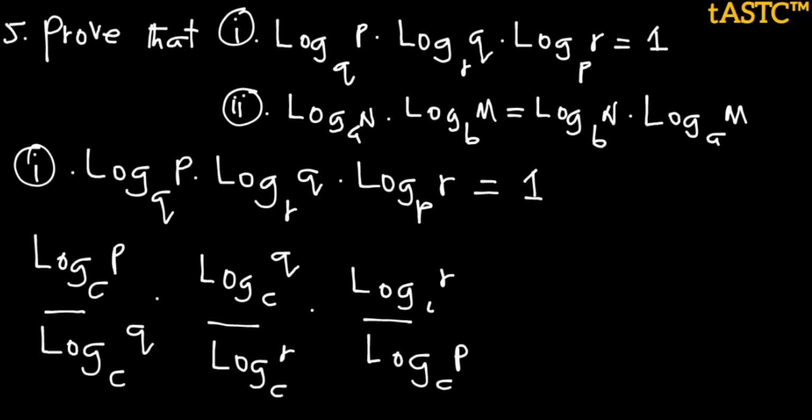Now here we can see that log to the base c of q can cancel out, and log to the base c of r can cancel. We can also have these cancelled. So everything changes to a 1. So that is basically how it works.